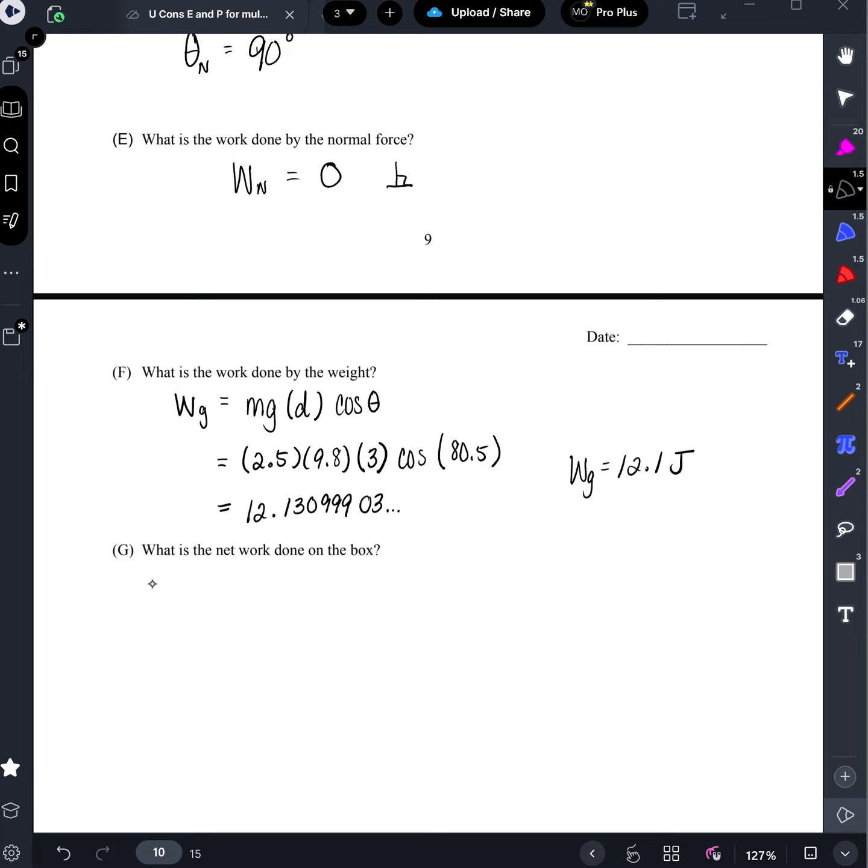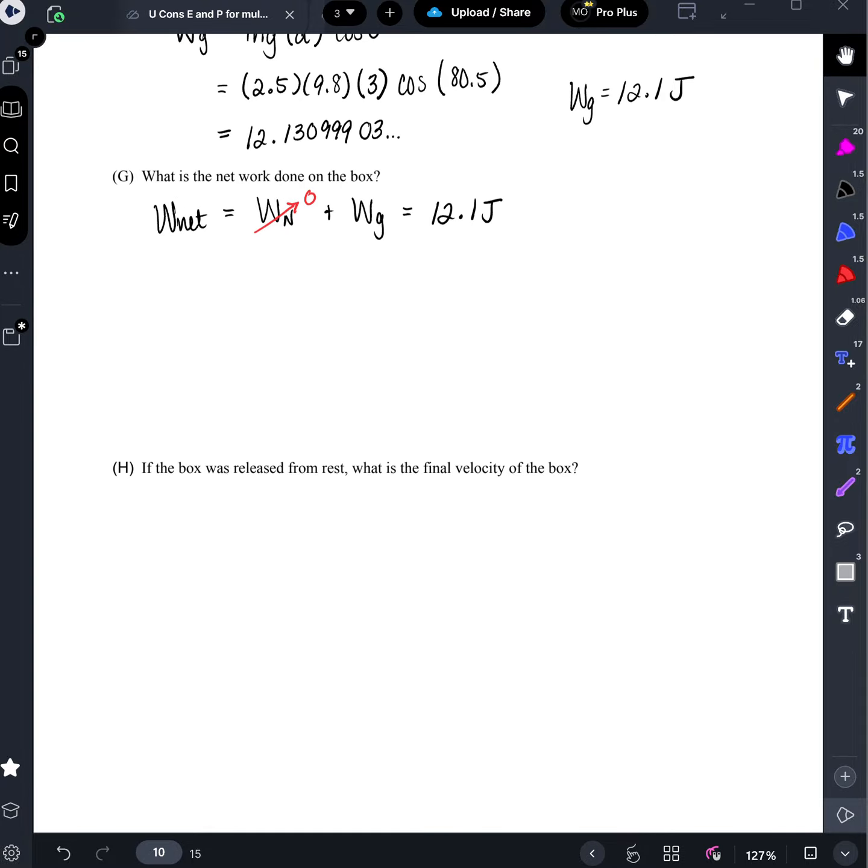Okay, so what is the net work done on the box? Well, that's going to just be the work done by the normal force, which of course we know to be 0, plus the work done by gravity. In other words, it's going to be 12.1 joules.